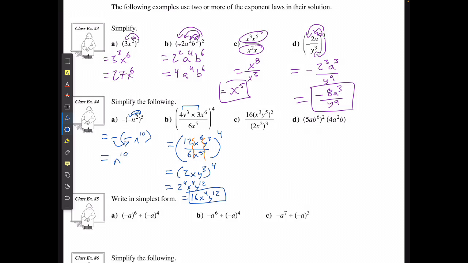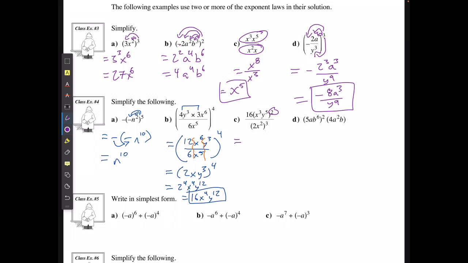Now remember, like with example C, you have to be careful about whether a number is inside or outside of the brackets. Because the 16 is outside of the brackets, this exponent of 2 doesn't apply to it. But in the denominator, the 2 is inside the brackets, so the exponent of 3 does apply to it.